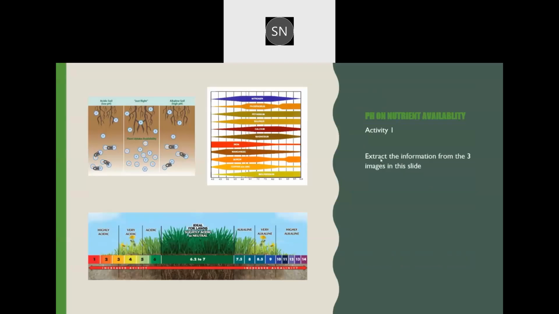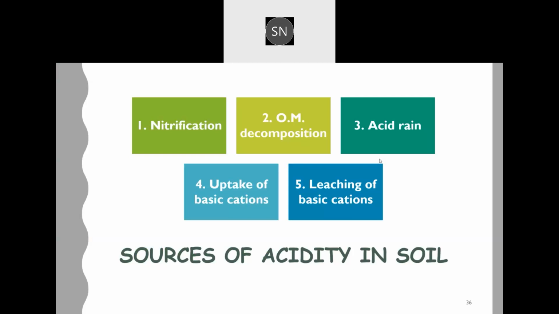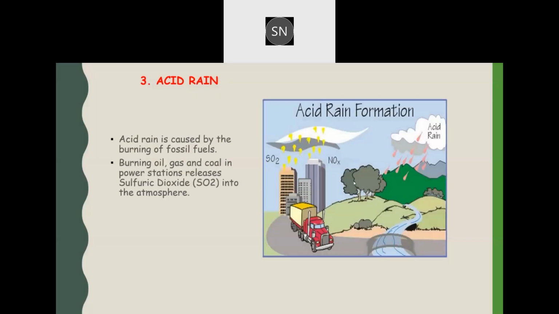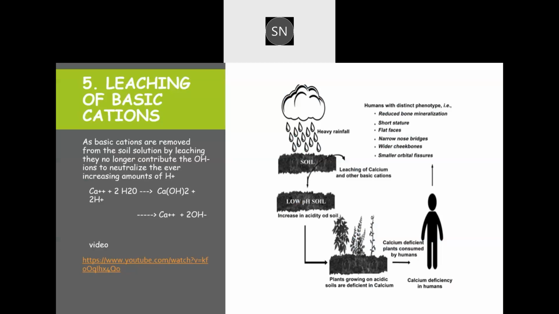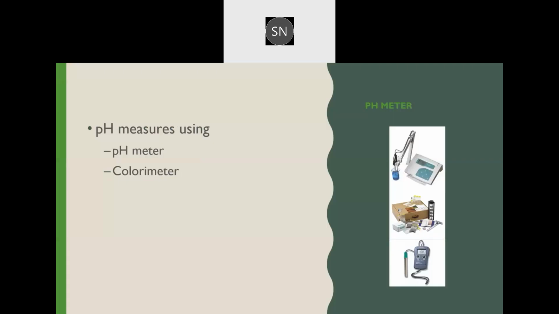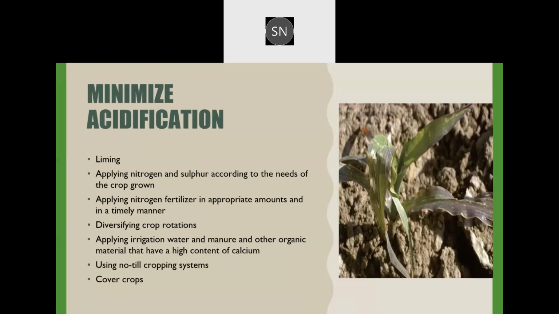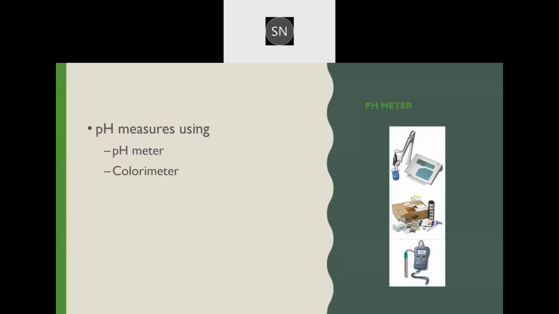We already did this activity. The sources of acidity in soil, even a question came out in your first test. That's all for, if I'm not mistaken, your second biological chemical properties. So how do we measure soil pH? We use either a pH meter, a portable pH meter, or an in-lab pH meter, colorimeter.